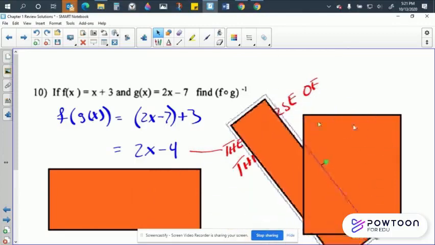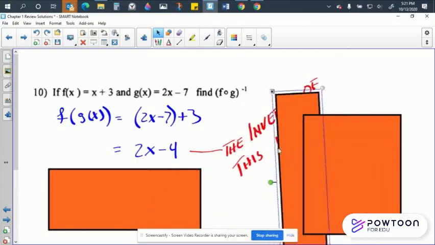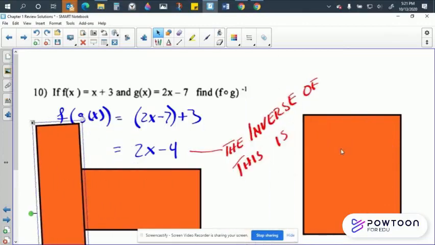So the inverse is, you're welcome, Adam. I knew you'd like that.